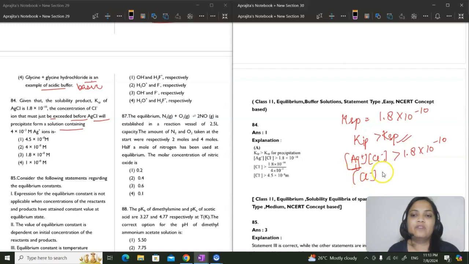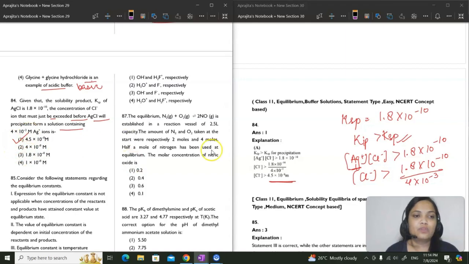And the concentration of sodium ions is already given. So from here I can find out the concentration of chloride. So 1.8 into 10 to the power minus 10 divided by 4 into 10 to the power minus 3. So it will come out to be 4.5 into 10 to the power minus 8, means the concentration of chloride ion must be more than 4.5 into 10 to the power minus 8 molar. Okay, which is option 1.